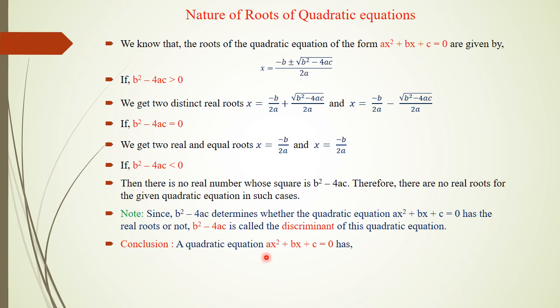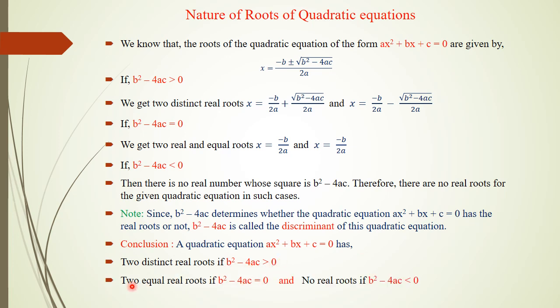Conclusion: a quadratic equation ax square plus bx plus c equal to 0 has two distinct and real roots if b square minus 4ac is greater than 0, two equal real roots if b square minus 4ac is equal to 0, and it has no real roots if b square minus 4ac is less than 0. This entire slide can be very important in order to solve multiple choice questions or one or two marks questions. So keep all these points very handy with you.